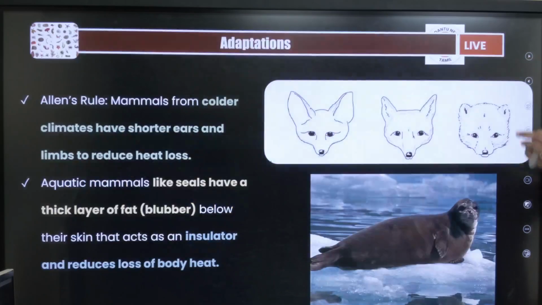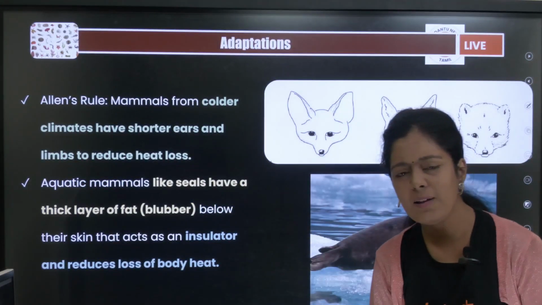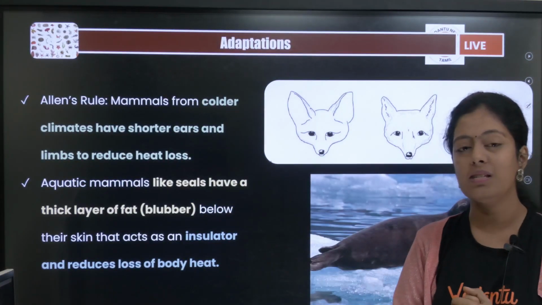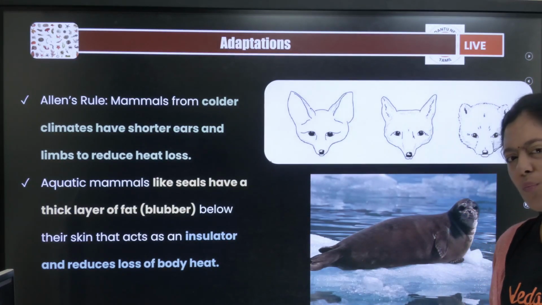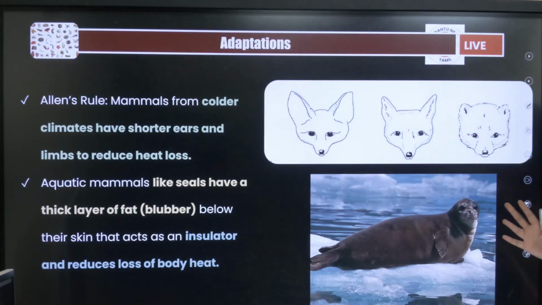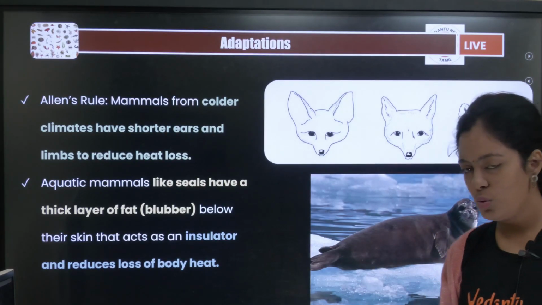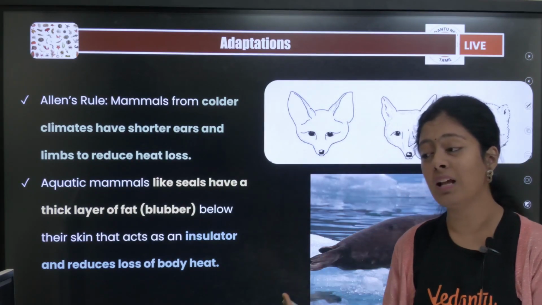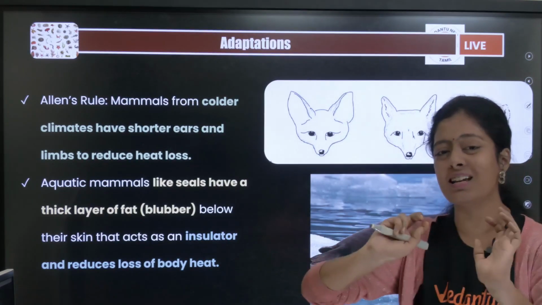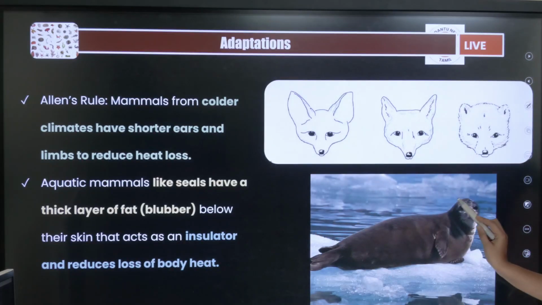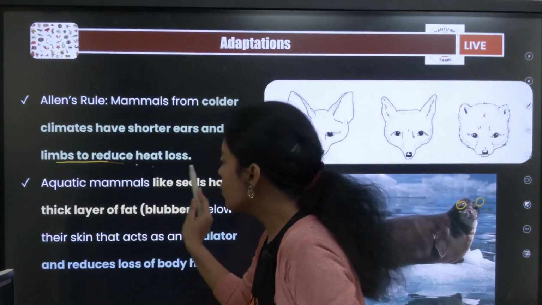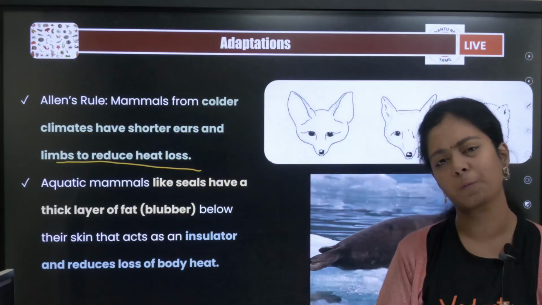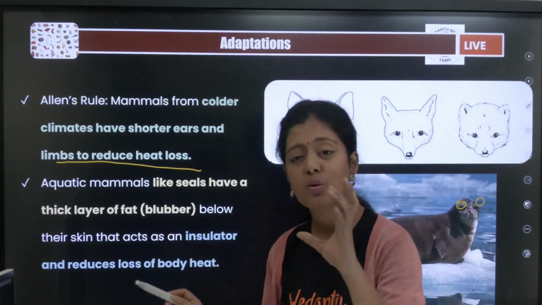Okay, we shall continue. Yes, this is a very important rule, Allen's rule, a 2 mark question. And mammals from colder climates, very cold climates, you have your polar bear, snow leopard, and penguin. What they will have is very short extremities. Look here, the ears will be very small, the nose will be very small. Why do they have shorter extremities? Because to reduce heat loss. Very, very important. This is what we call Allen's rule.